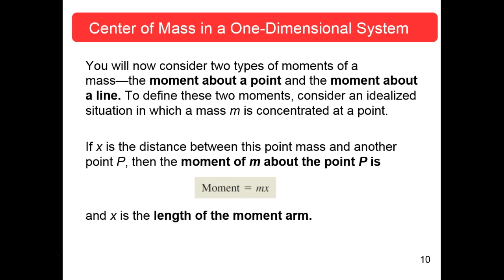To define these two moments, consider an idealized situation in which a mass is concentrated at one point, not a blob, but just a point. That's a very common assumption or construct. If x is the distance between that point where all that mass is located, that point mass, and another point p, then the moment of that mass m about that point p, here's the mass here, here's the point p, is the product of the mass times the distance between those two points. And x is also called the length of the moment arm. I know that sounds like a static type phrase to me. I think it is the common nomenclature for it.